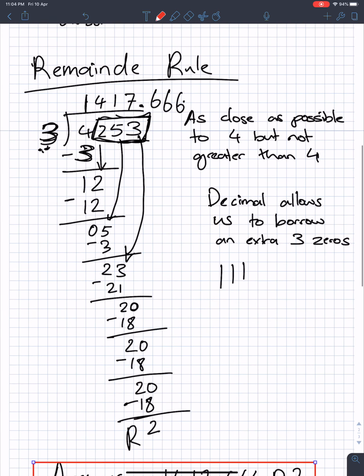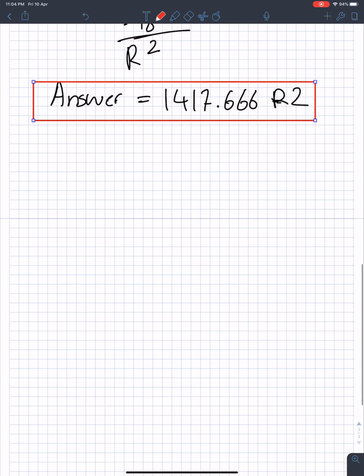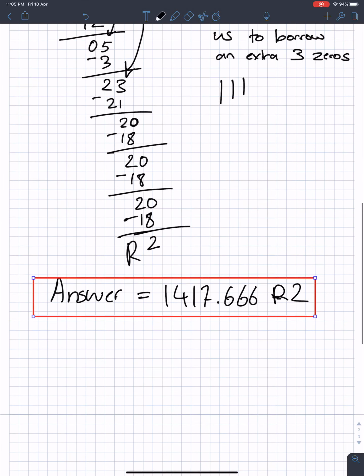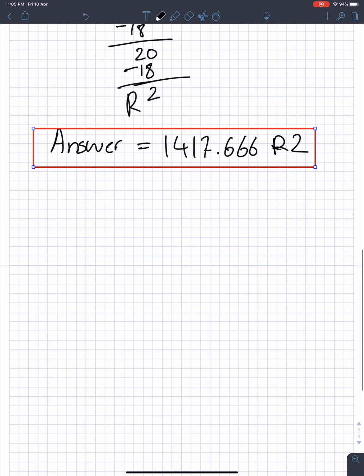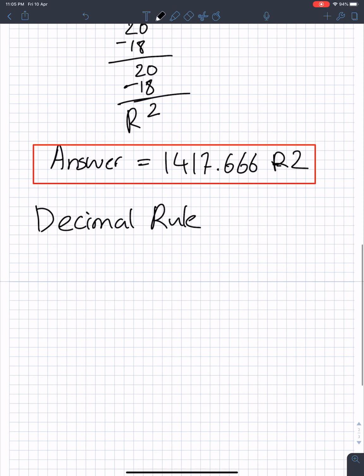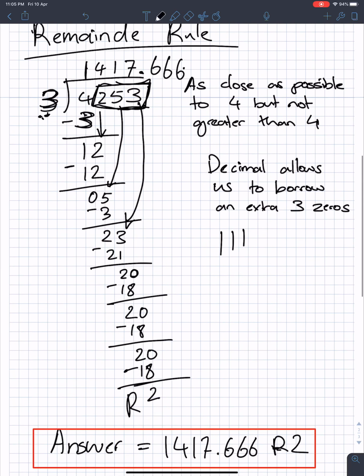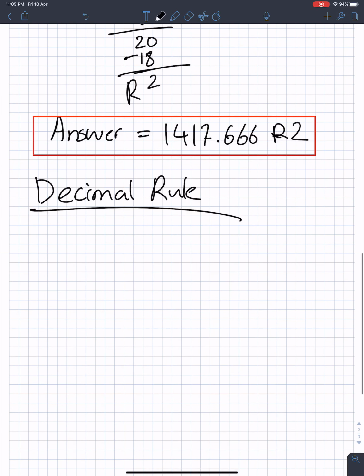Now I may have skipped ahead here, and I probably should have talked about the decimal rule to begin with, but nonetheless, the next rule is the decimal rule, and that's basically the fact that after we've run out of numbers, as we did here, we can put a decimal. So the decimal rule is putting a decimal point in.